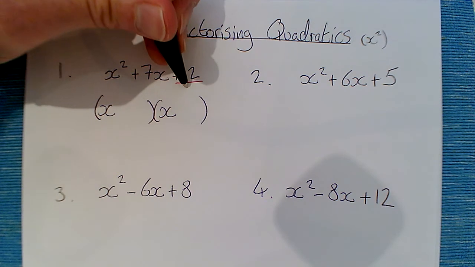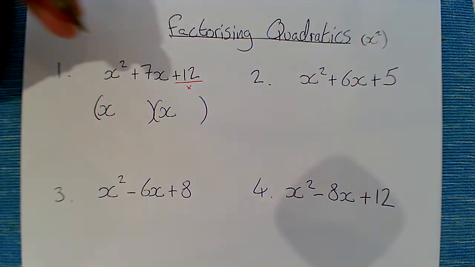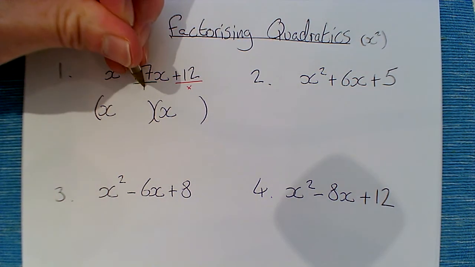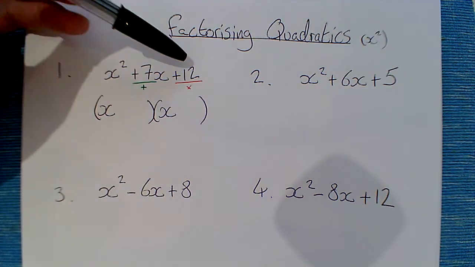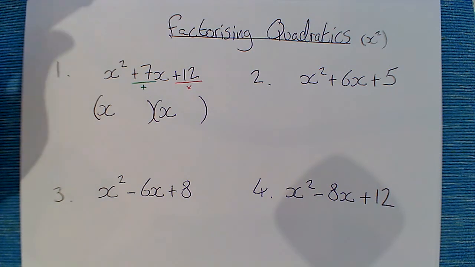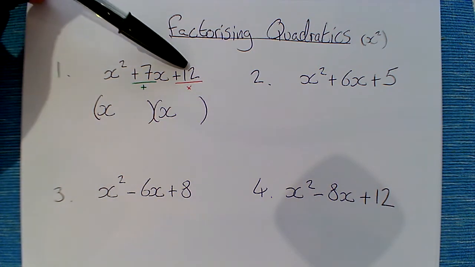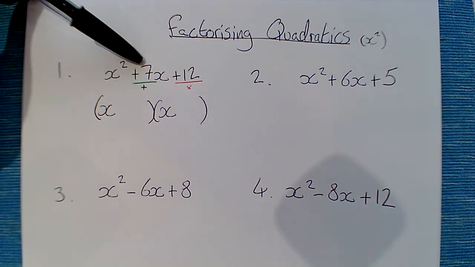We want a pair of numbers that multiply to make the number on the end, and that add up to make the number in front of the x bit. Now there are loads and loads of possible combinations of numbers that could do each of those individually, but there's only one unique pair of numbers that will multiply to make this bit and add up to make that bit.